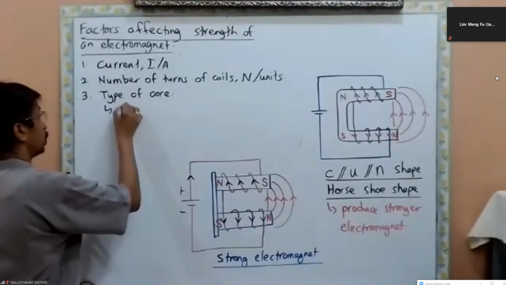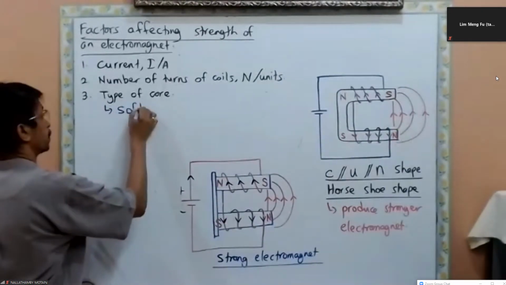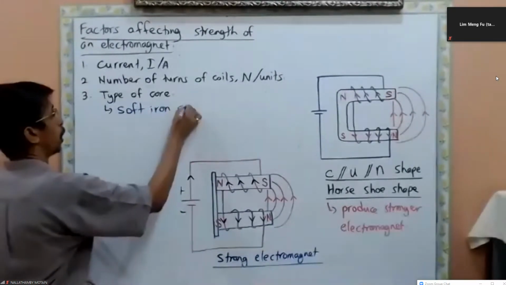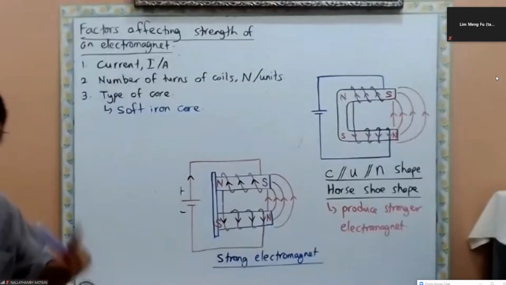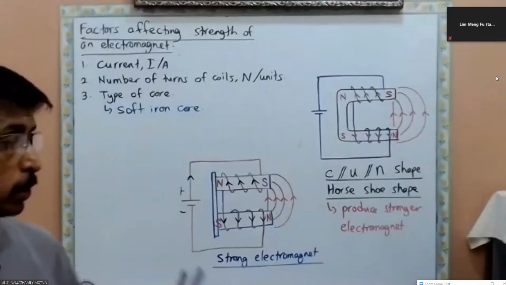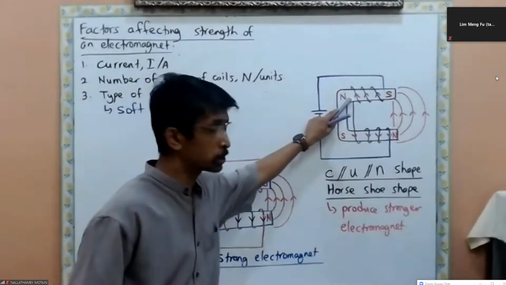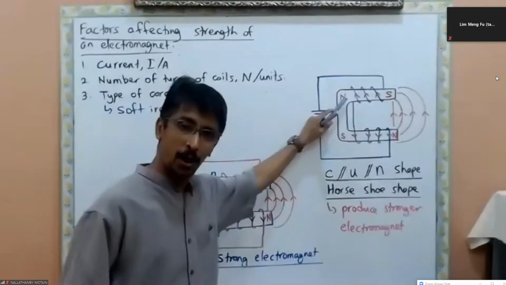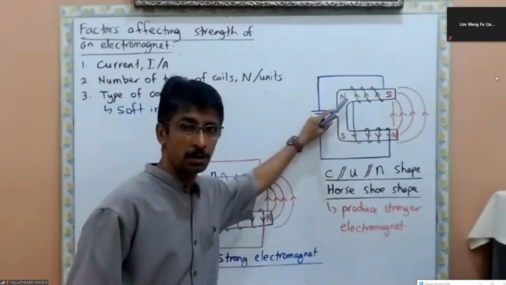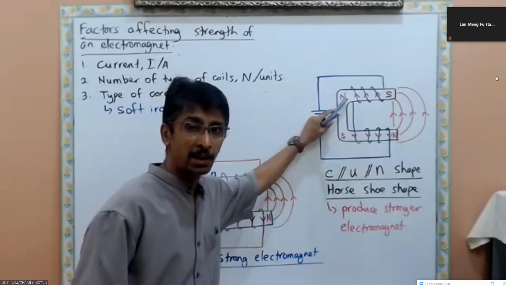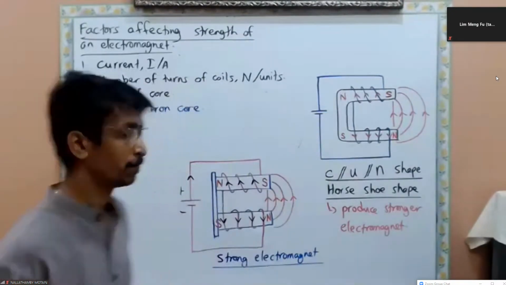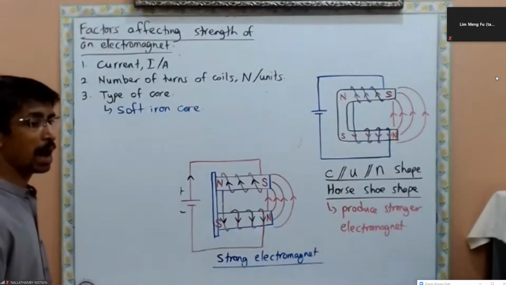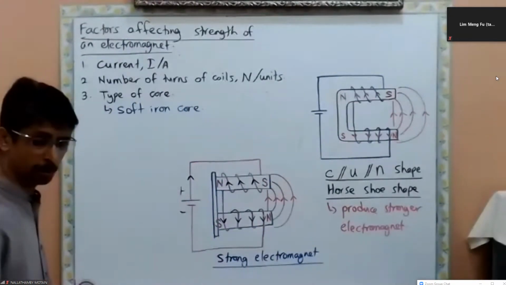Remember this core, the most suitable is soft iron core. They can give you one mark. Let's say you're going to choose what type of core to make an electromagnet. So let's say you have copper core, aluminum core, iron core. So the answer is what? Iron core. So we choose soft iron core. 1 mark will be given.